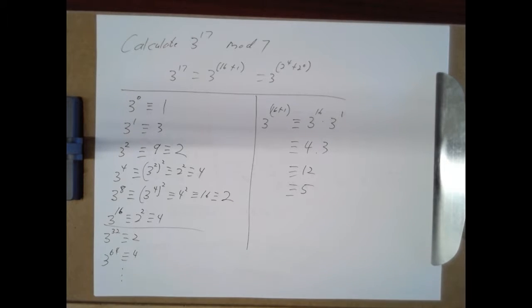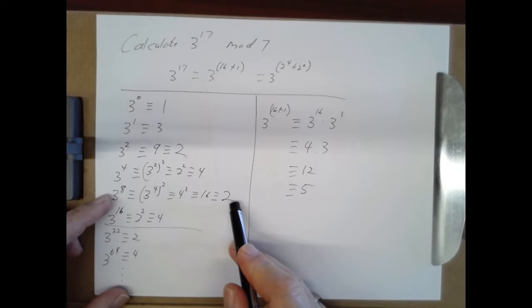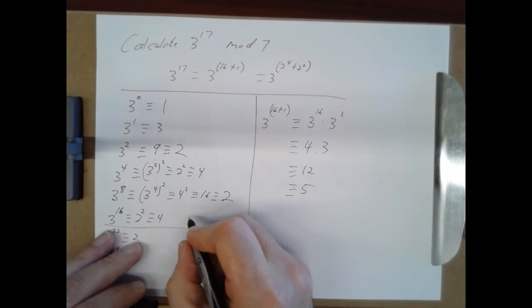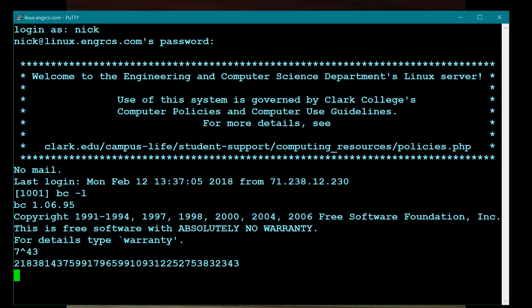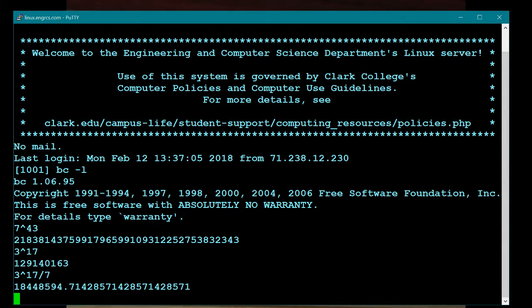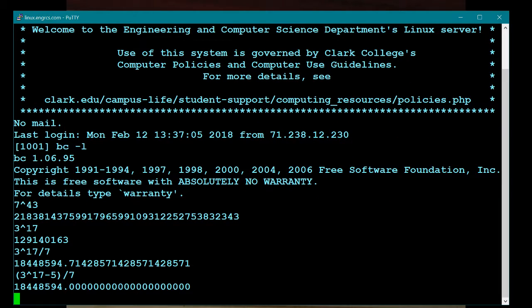How did you know that 3 to the 16 is congruent to 2 squared? Because 3 to the 8th is 2. So 3 to the 16th is 3 to the 8th squared. So you just keep squaring the previous answer you found. So 3 to the 17th is this. 3 to the 17th divided by 7 is this. But 3 to the 17th minus 5 divided by 7 is a nice integer.